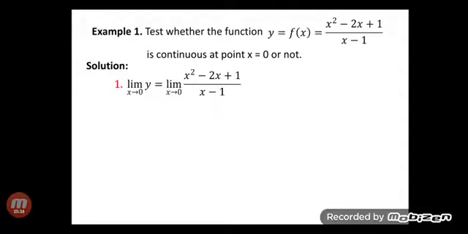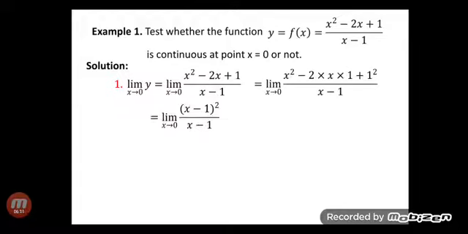Condition number 1: we calculate the limit value of the function y or f(x) as x tends to 0. Here we put the value of y, that is (x square minus twice x plus 1) divided by (x minus 1). Now the numerator can be written as x square minus 2 into x into 1 plus 1 square, and the denominator is the same, that is x minus 1. So the numerator is (x minus 1) whole square and the denominator is x minus 1.